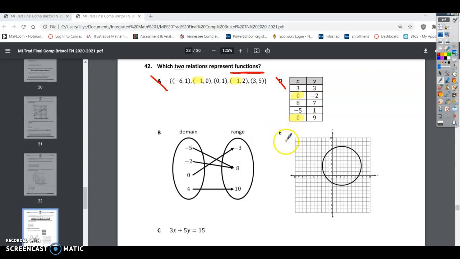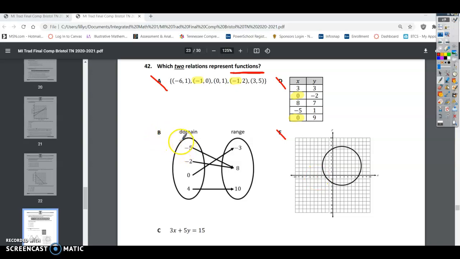All right, moving down, I'm just going out of order, but looking at number E, this is a circle. So if you think about the vertical line test, it will pass through more than one point at multiple places since it is a circle. So this one does not pass the vertical line test, so it is not a function.